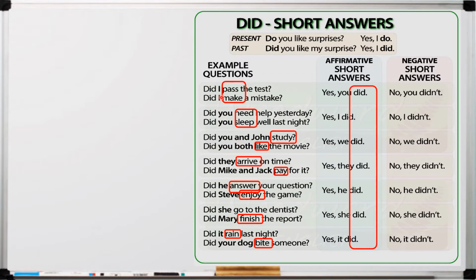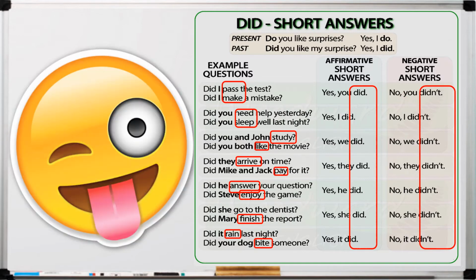Yes, you did. Yes, I did. Yes, we did. Yes, they did. Yes, he did. Yes, she did. For all the subjects. Or in the negative case, no, you didn't. No, I didn't. No, we didn't. No, he didn't. No, she didn't. With the auxiliary verb didn't. Okay, double affirmative: yes, and did. Double negative: no, and didn't. This is easy to remember, isn't it?